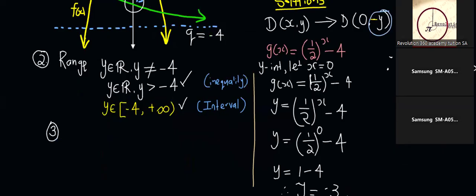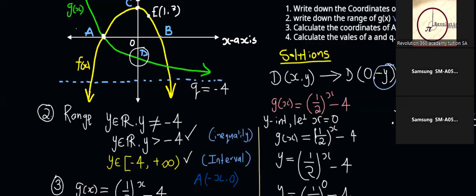g of x equals 1/2 to the exponent of x, and then minus 4. Since we want our x-intercept, let me show you something before I proceed. Since we calculate the coordinates of A, our coordinates of A with regards to x will be a negative x value together with 0. You know why I'm saying it's going to be a negative x value together with 0. It's because when you look at this coordinate, it's on the negative side of the x-axis. Hence, it makes the x value at A, which represents the x-intercept, negative.